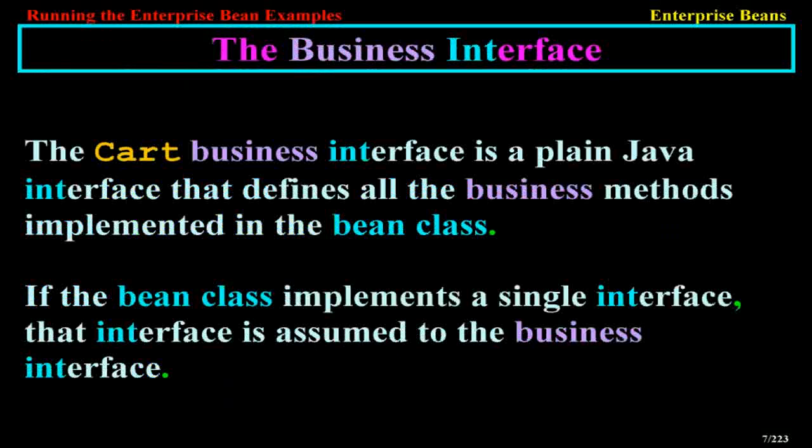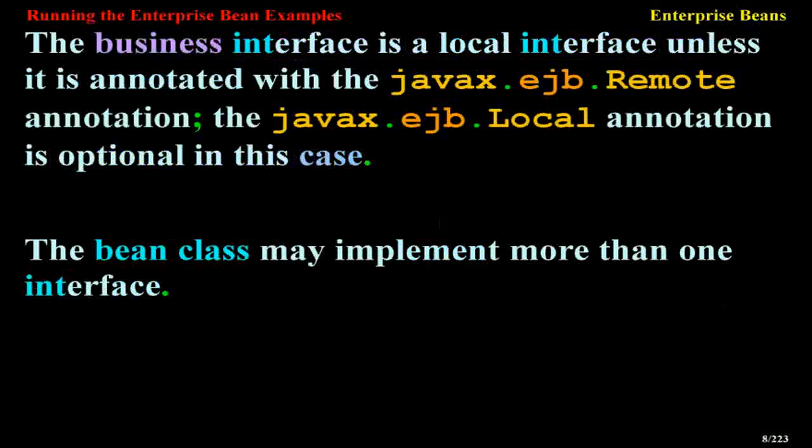The Cart business interface is a plain Java interface that defines all the business methods implemented in the bean class. If the bean class implements a single interface, that interface is assumed to be the business interface. The business interface is a local interface unless it is annotated with the javax.ejb.Remote annotation. The javax.ejb.Local annotation is optional in this case.